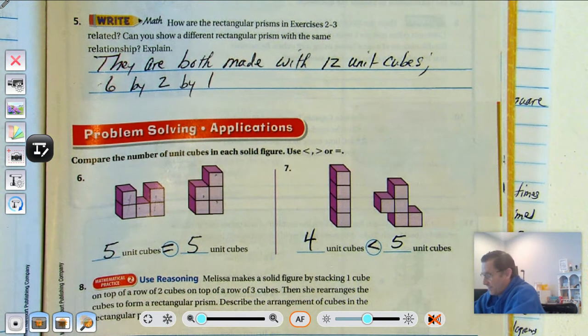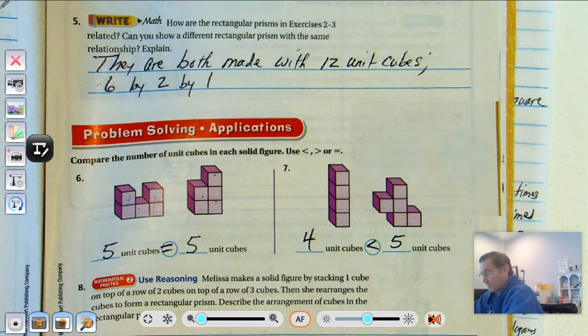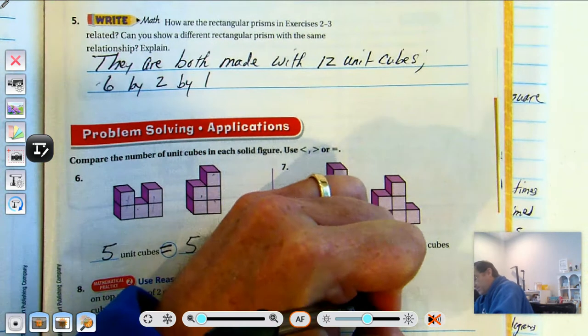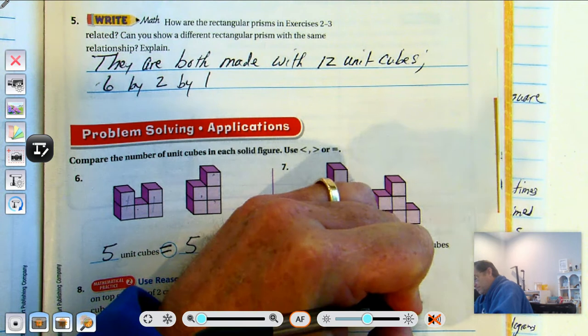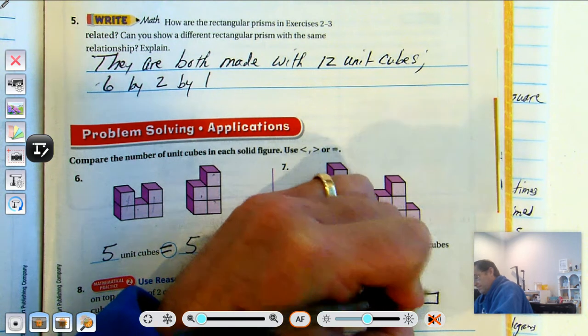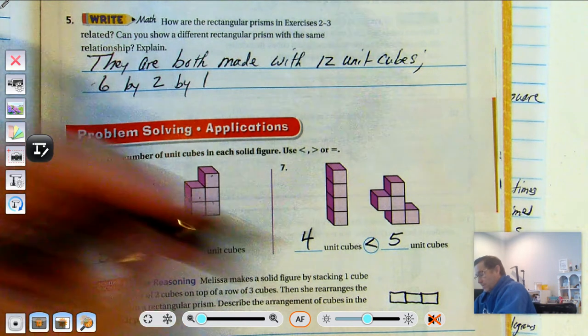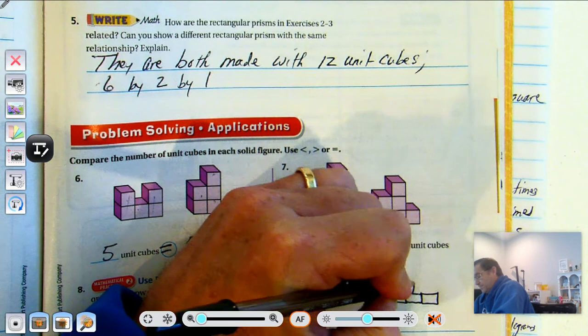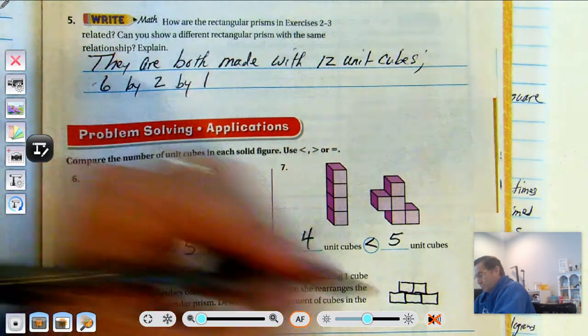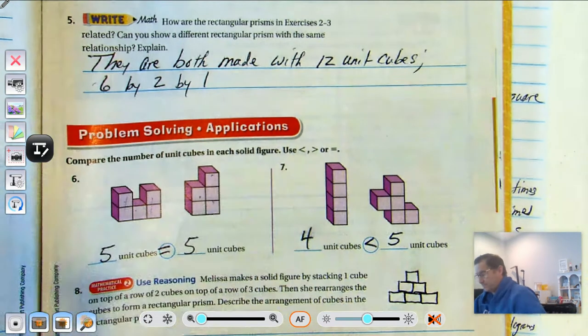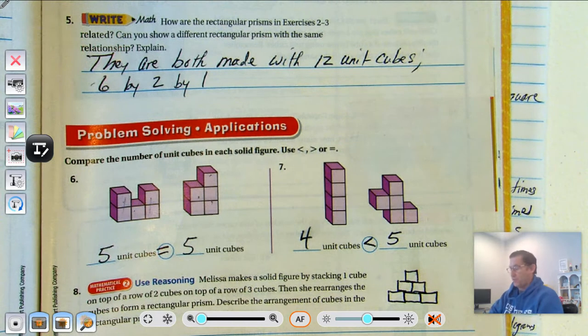Number 8. Melissa makes a solid figure by stacking 1 cube on top of a row of 2 cubes on top of a row of 3 cubes. Okay, so a row of 3 cubes. Two cubes, 1 cube. Then she rearranges the cubes to form a rectangular prism. Describe the arrangement of cubes in the rectangular prism.